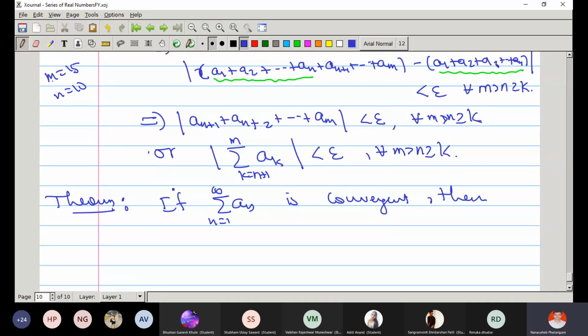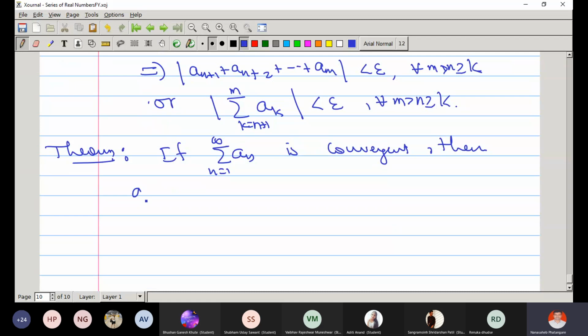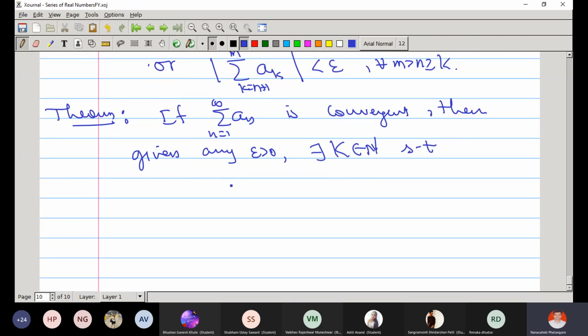If series an is convergent, then given any epsilon, we can produce K such that the summation a_{n+1} + a_{n+2} + ... + a_m is less than epsilon for all m greater than n greater than or equal to K. Right? Is it a correct statement?